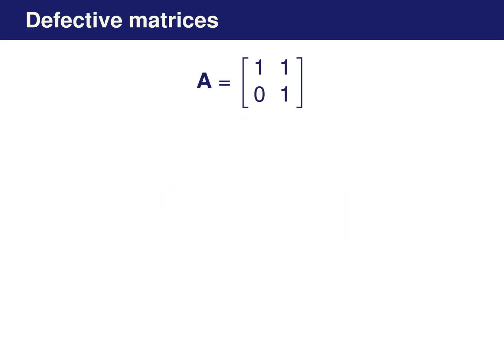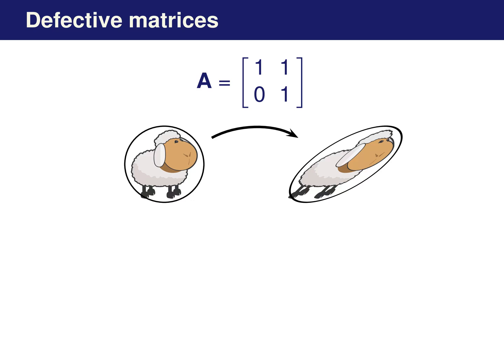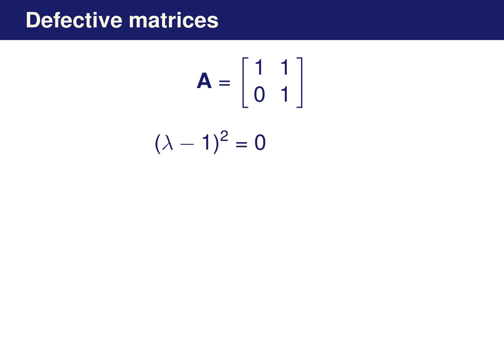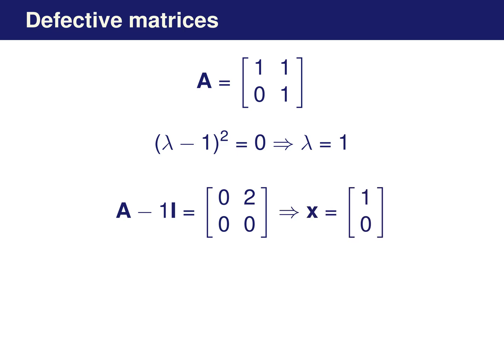We'll end this lesson by stating that not all matrices can be diagonalized. For example, consider the matrix A equals [1, 1; 0, 1], which describes shearing in the x direction. The characteristic polynomial for this matrix is (lambda - 1) squared, so the matrix has one eigenvalue of multiplicity 2. But when we look for the null space of A - 1I, to get the eigenspace, we find that the matrix A has only one eigenvector. So we can't form an invertible matrix of eigenvectors.